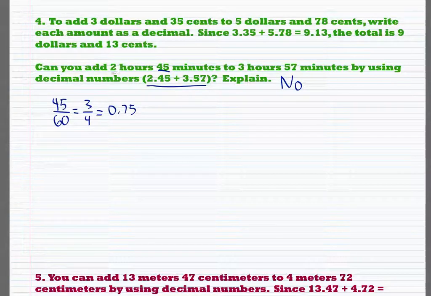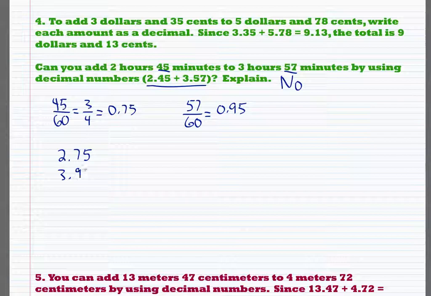So if I wanted to go ahead and put 2 hours and 45 minutes into a whole number and a decimal, I'd have to write it as 2.75. All right, that represents 2 hours and 3/4 of an hour. Same thing over here. This 57 minutes does not represent 57 out of 100. It represents 57 out of 60, which as a decimal is 95 hundredths. So again, if I wanted to represent 3 hours and 57 minutes as a whole number and a decimal, I'd have to go ahead and say 3.95.